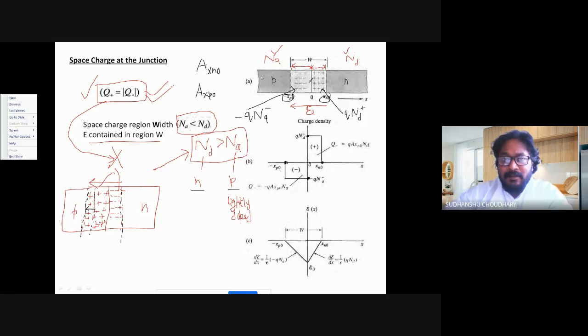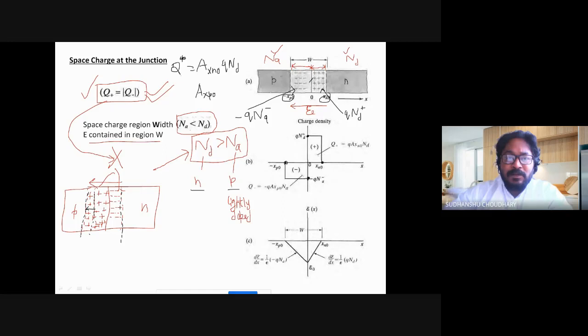So to find out the total charges in this region, that is towards the N side, I'll simply multiply this area by the charge density, that is Qnd. So I can multiply this area by Qnd, and this gives me the total positive charges on the N side. Maybe Q plus here I can write as total positive charges on the N side. That is this side, right? This area. So total positive charges is equal to the charge density multiplied by the area of this region.